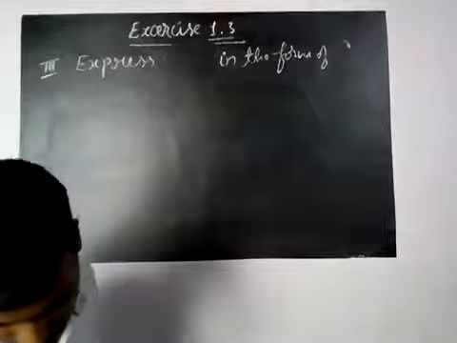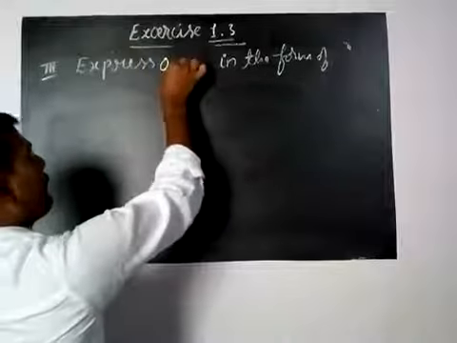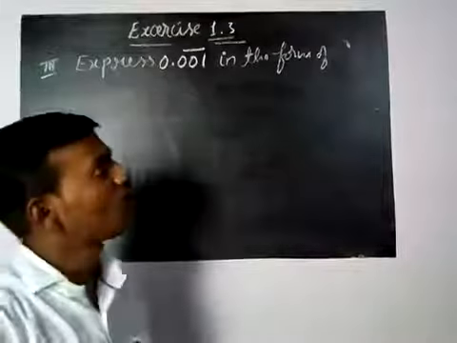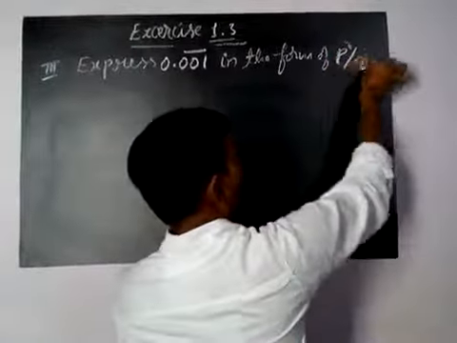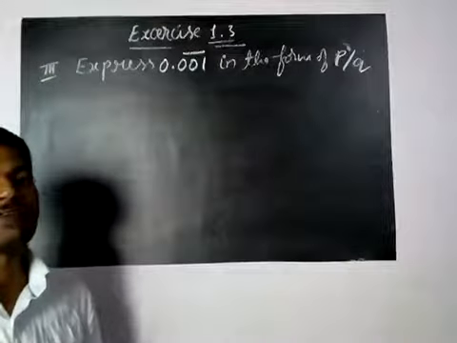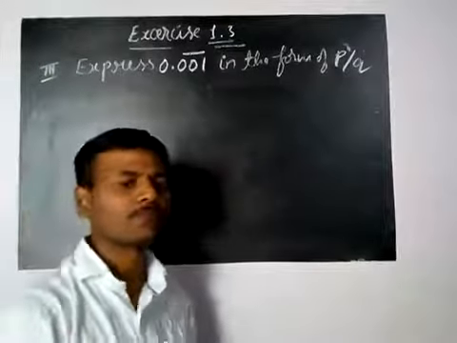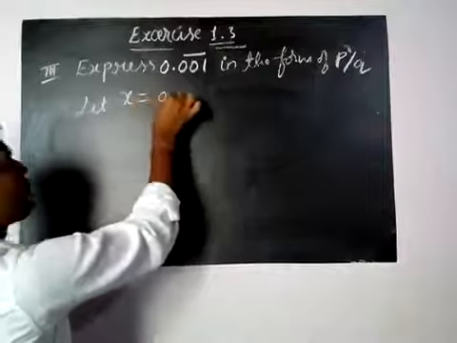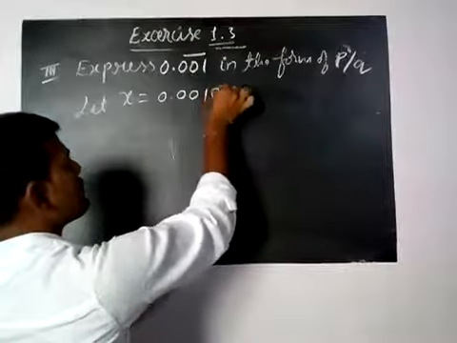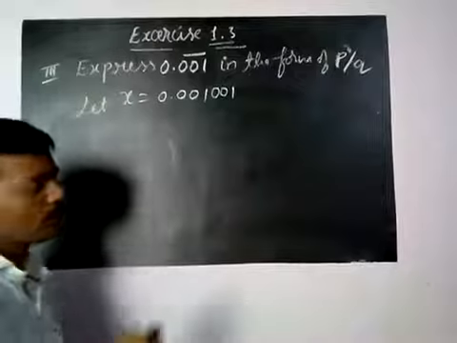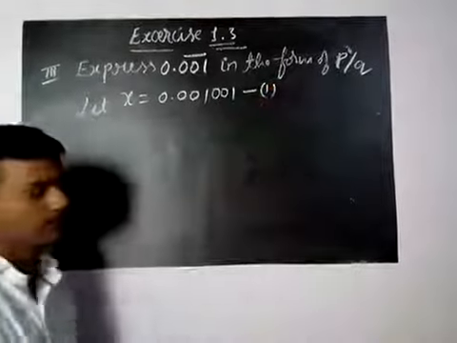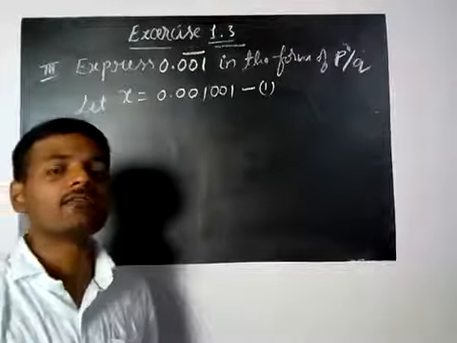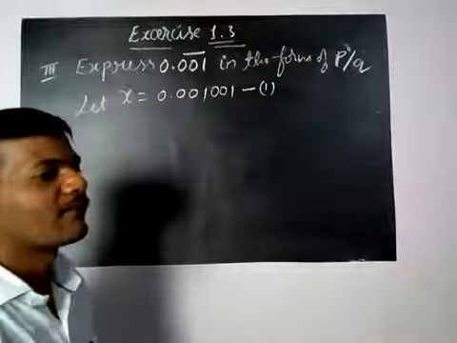Express 0.001 bar in the form of p by q. So how can we represent it the same way which we have done? Let x be equal to 0.001 repeating block. So this is equation 1. Now how many digits are repeated here? 3 digits are repeated. So multiply equation 1 by 1000.